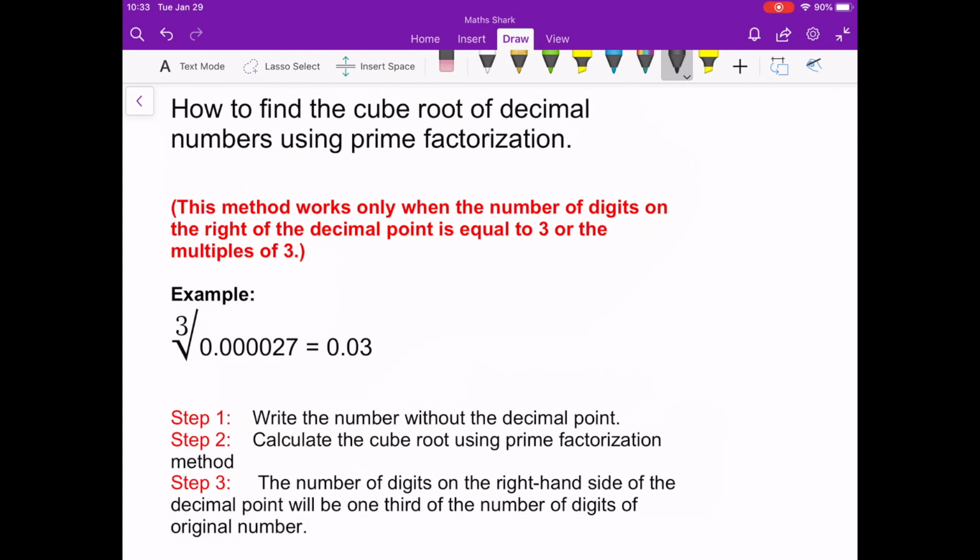To explain step 3, please look at the number. Here, the number of digits after the decimal point is 6. So, the answer will have 1/3 of this number, that is 2. So, the answer will have 2 numbers after the decimal point. Let's see with an example.